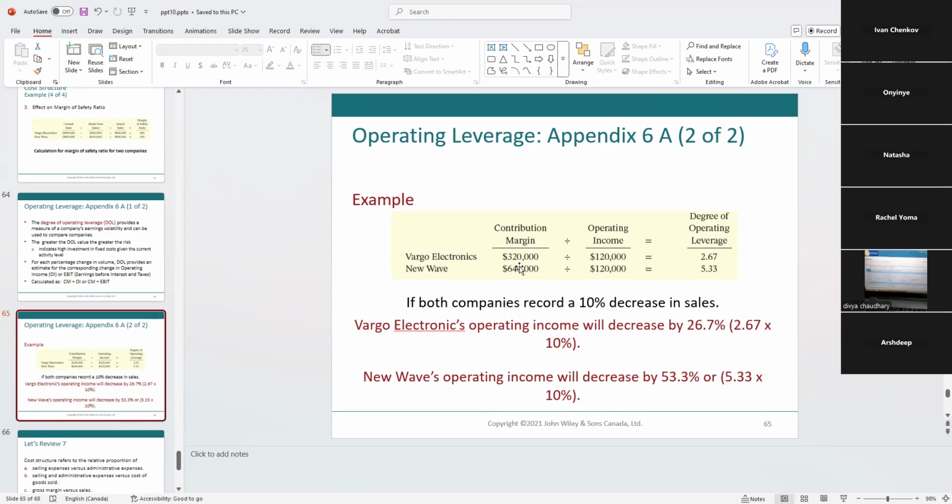So if you have 2.67 times in your contribution margin, it means if you increase the sales by 10% times 2.67, a 26.7% increase in your operating income. But if you have your operating income 5.33 times in your contribution margin, if you increase your sales by only 10%, that's going to give you a 53.3% increase in your operating income.